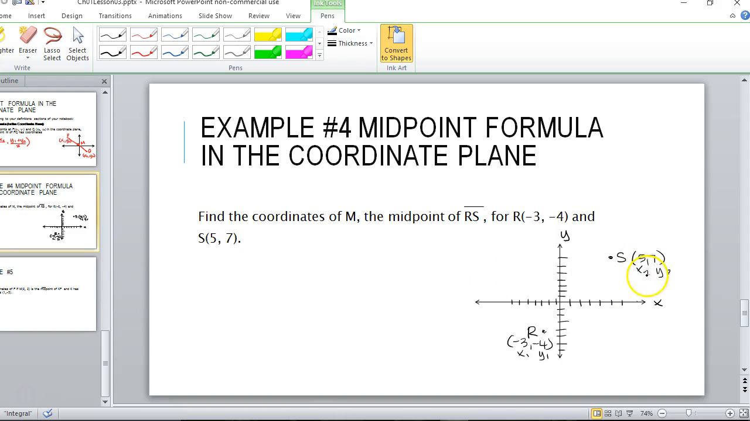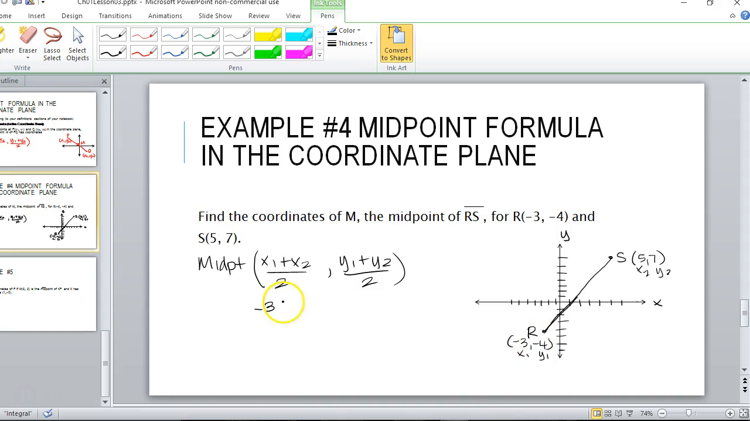Alright, so let's go ahead and write down our midpoint formula. Our midpoint formula says (x1 plus x2) over 2 is my x-coordinate, and (y1 plus y2) over 2 is my y-coordinate. So the average of my x-coordinates and the average of my y-coordinates. Halfway, midpoint. We're cutting them in half. That makes midpoint.